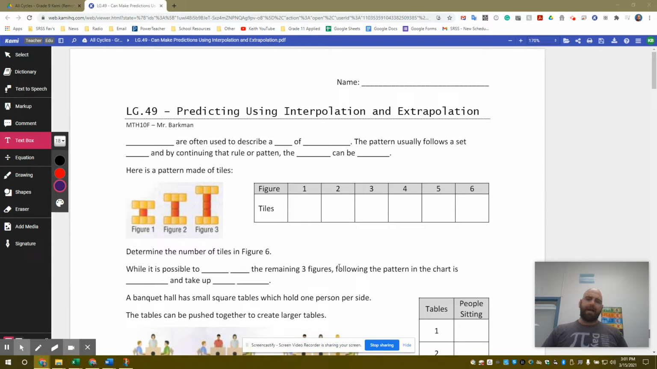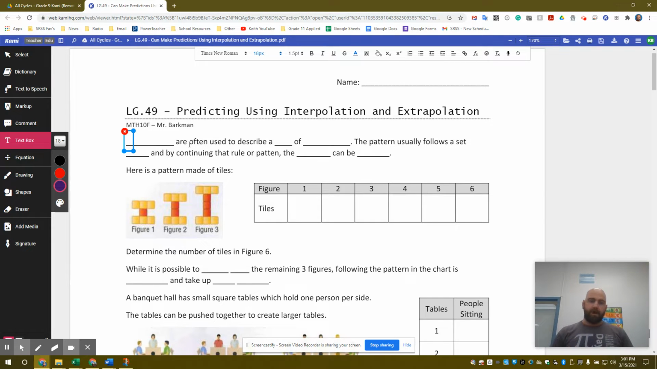Learning goal 49, we're going to be moving back towards a little bit more algebra, and we're going to be taking a look at patterns and how we interpolate or extrapolate a pattern. So the title here is predicting using interpolation and extrapolation, and that just represents how we can use a pattern to go above or in between and find values in a pattern. So let's take a look at a little bit of prefix to start here.